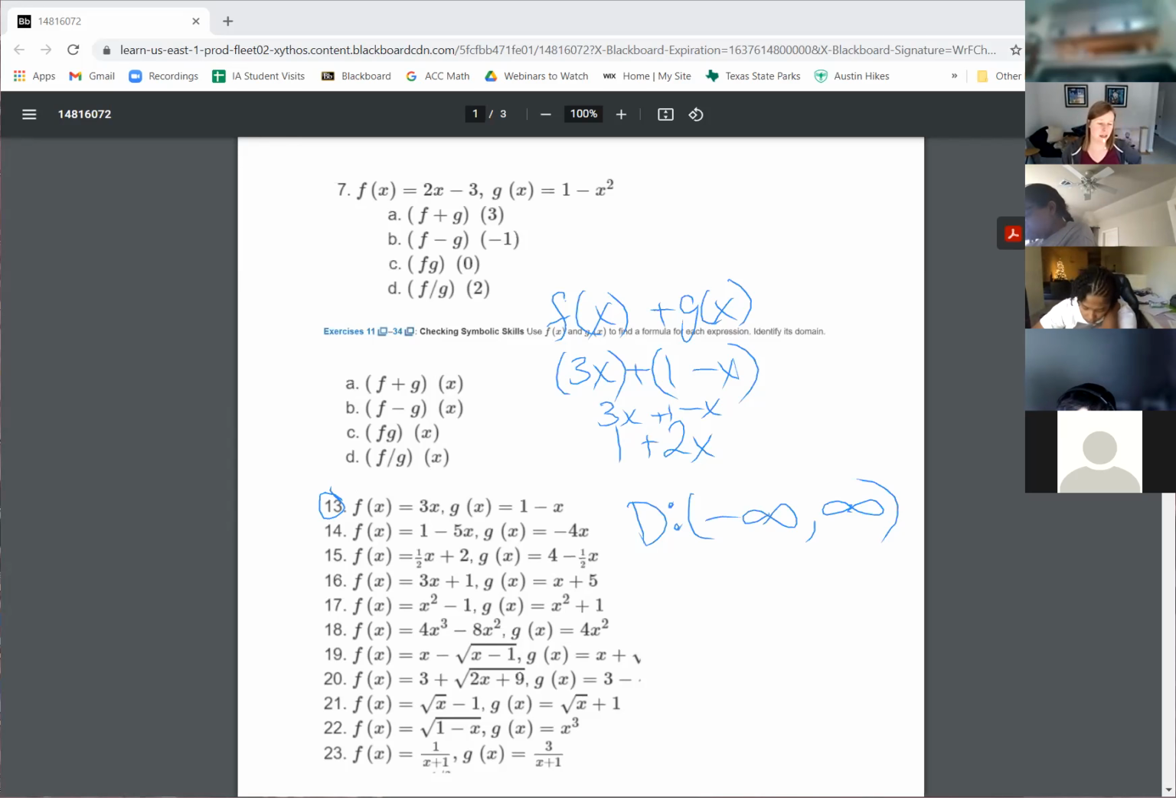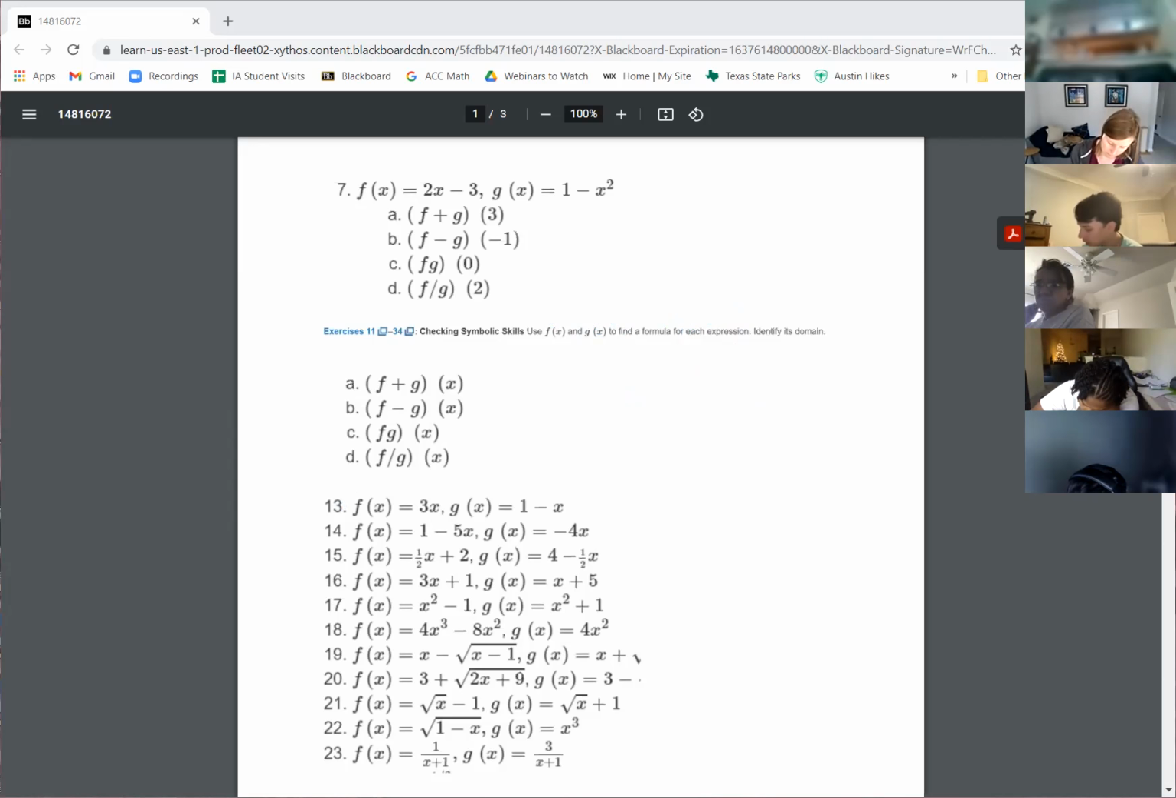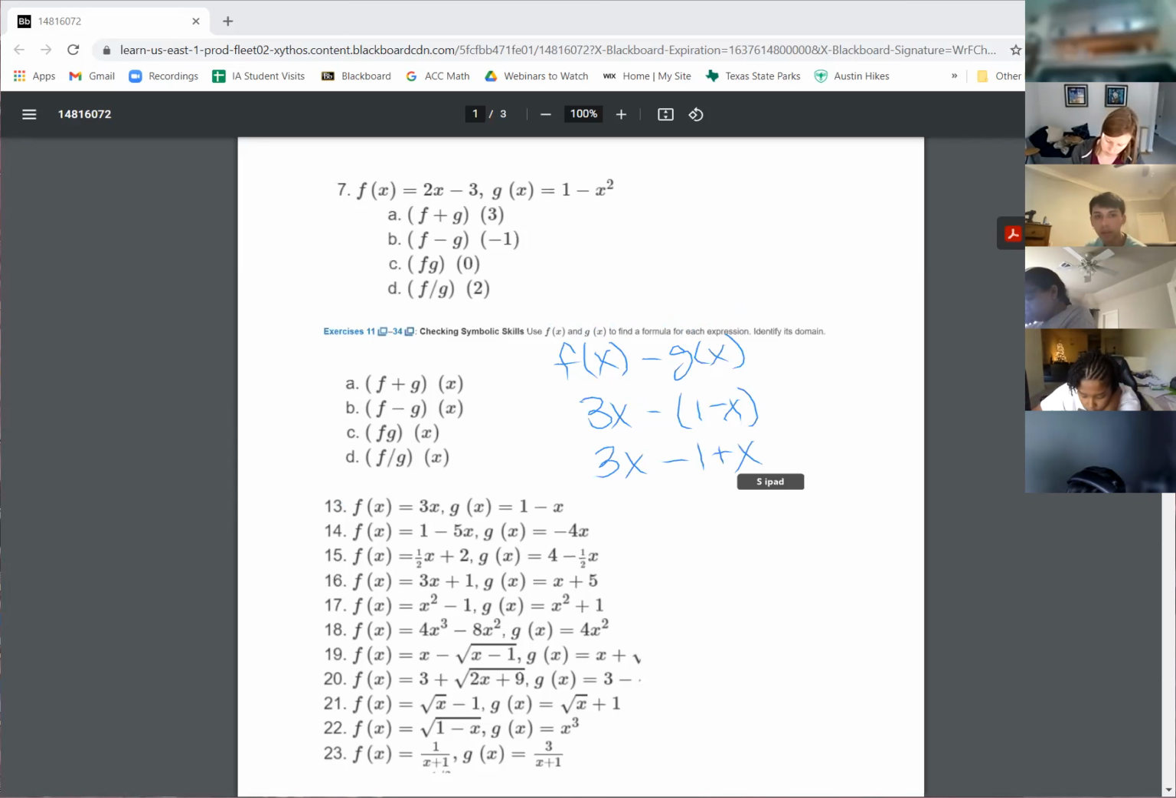Okay. All right. What about B? Let's see who's next. Brian's still gone. Okay. Fidel, you're next for B. Okay. So for this one, I did 3x minus, then I put the 1 minus x in parentheses. So then the negative turns to a positive. So it'd be 3x minus 1 plus x. So then you just combine like terms. So it'd be 4x minus 1. All right. Awesome. And what would the domain be?